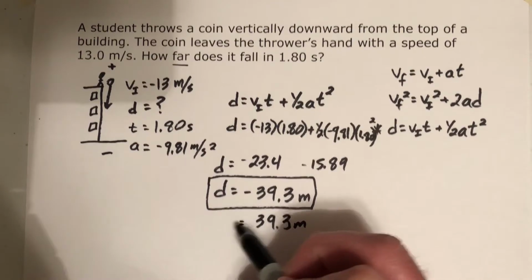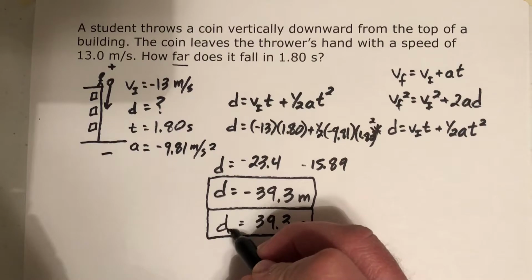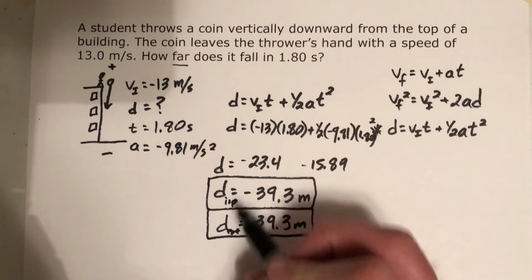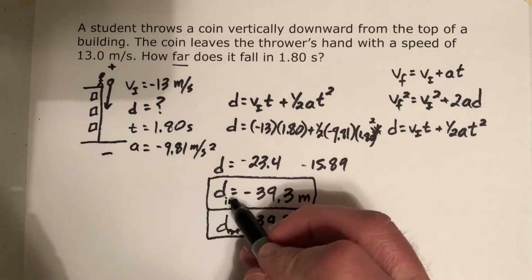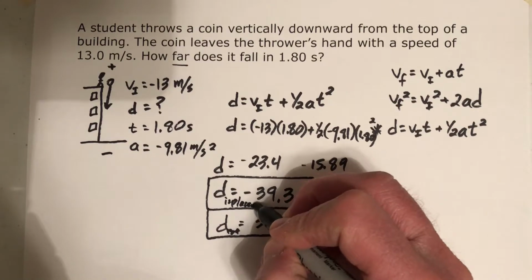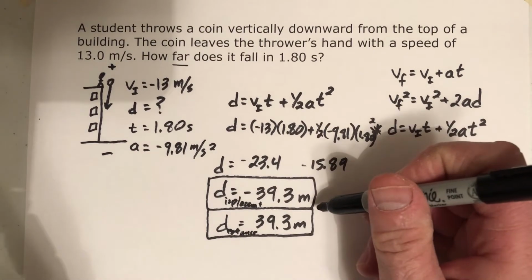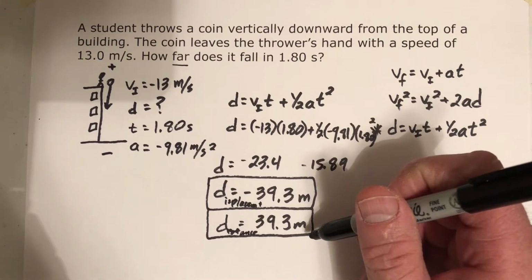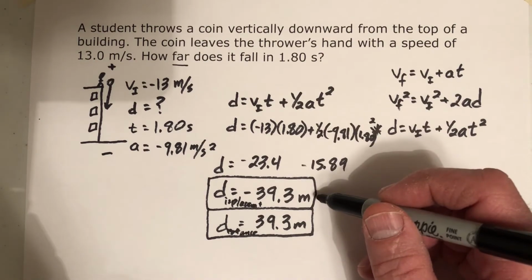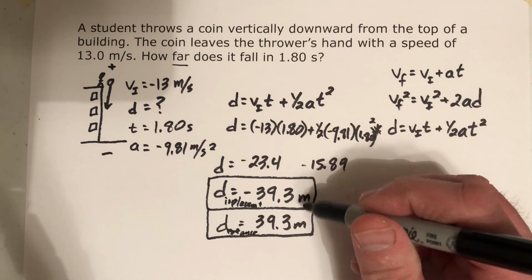Because there's no direction on a distance. So this would be the distance, and this would be the displacement. Okay? So that's the displacement. That's the distance. And you don't really know what they're asking for because the question is a little confusing until you look at the answers. So it'll either be a negative 39.3 or a 39.3, depending if they want displacement or distance.